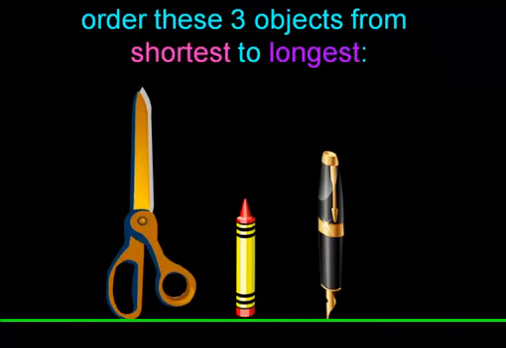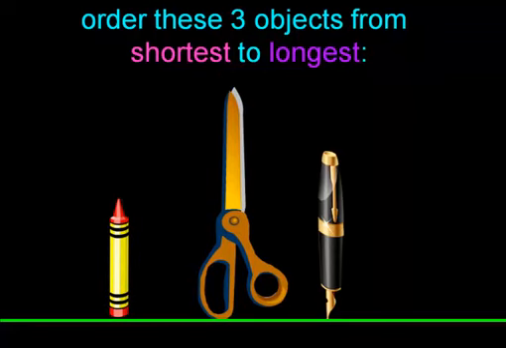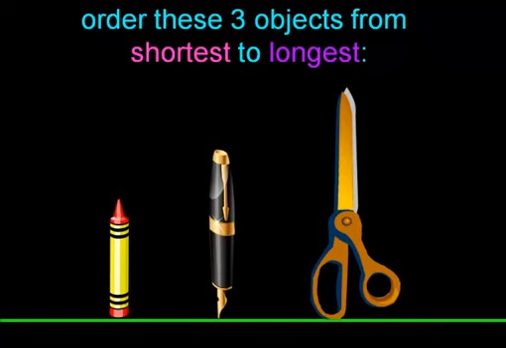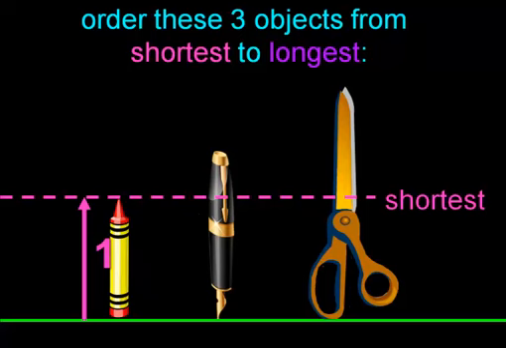So now we know we want the crayon to be first, so let's switch the order of it and the scissors so that it is the first object. Now the pen should be second, so let's switch that with the scissors. Now we have our three objects arranged so that the shortest object, the crayon, is first.